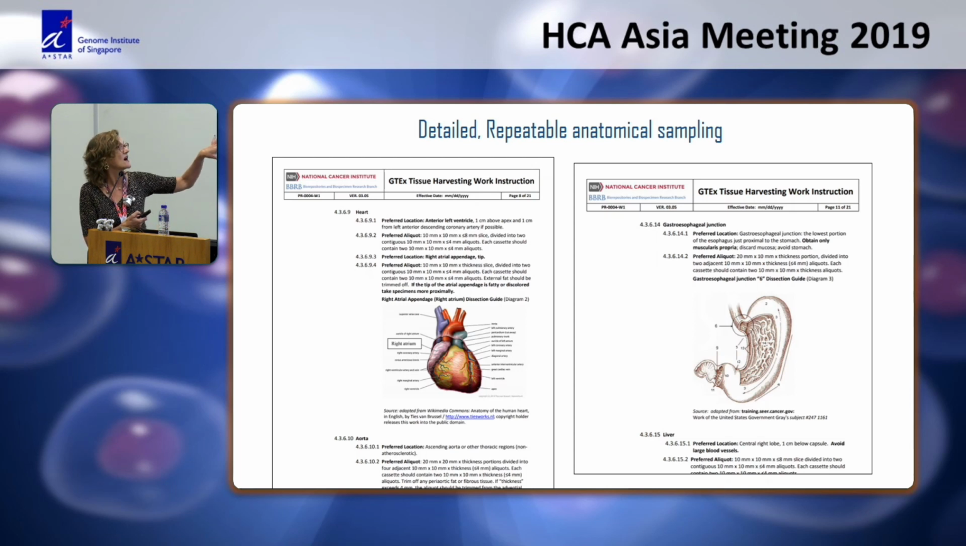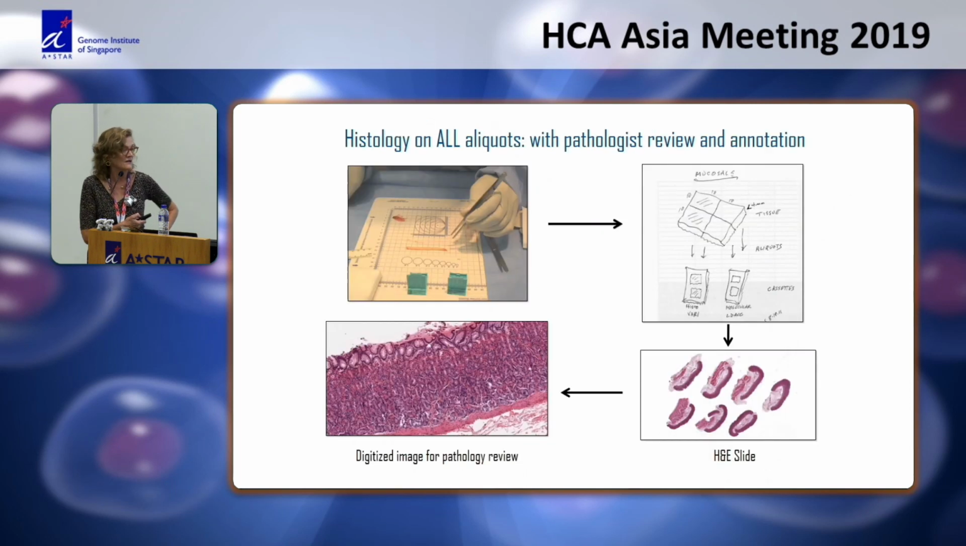Some of them had example pictures as well, such as the right atrium here and the gastroesophageal junction. And this goes on for all of the different tissues and organs that were collected. In addition, one of the key things was to preserve a sample for histology and to get a pathology review of every single specimen. So you can see in the picture here, they have the tissue.